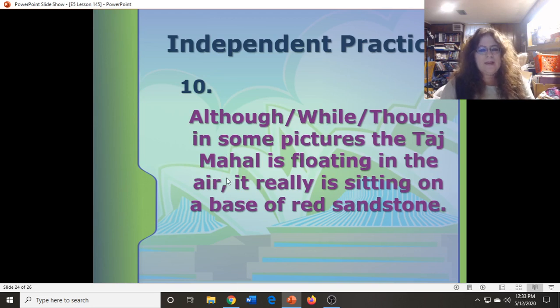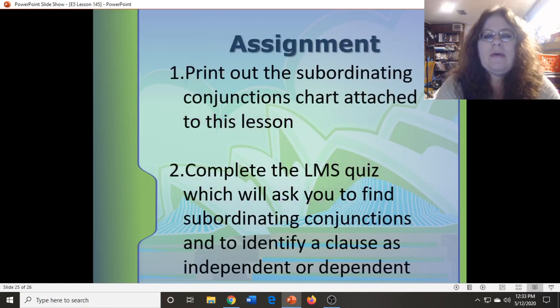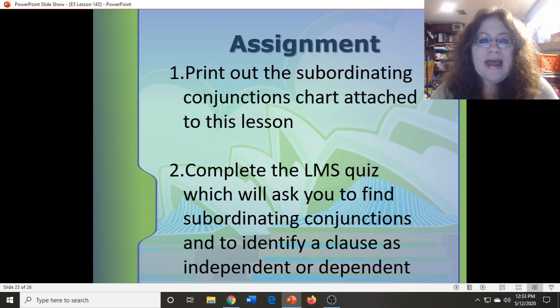Okay, now here's your assignment. The first thing I want you to do is, if you haven't done it yet, print out the subordinating conjunction chart that I attached to this lesson. Then you're going to complete the LMS quiz. I'm going to ask you to find subordinating conjunctions like we did today.